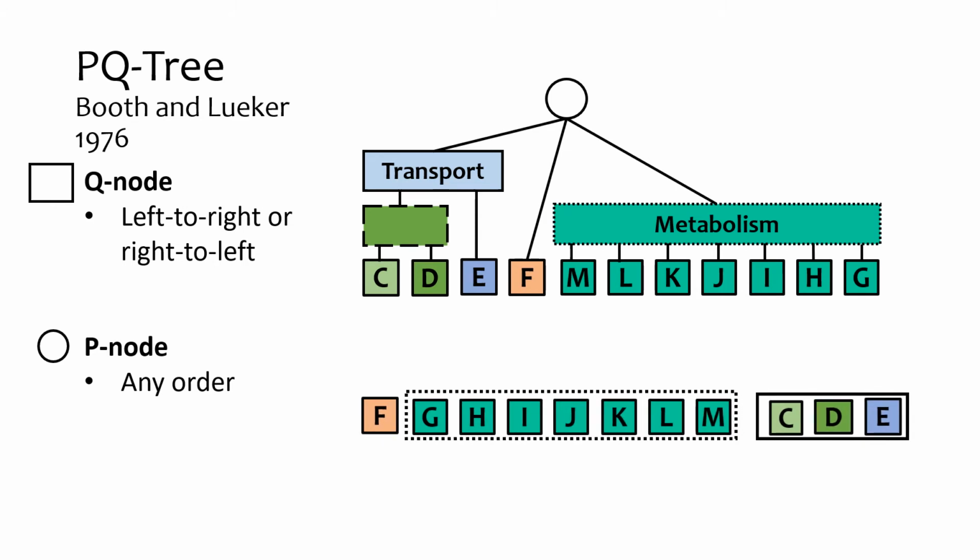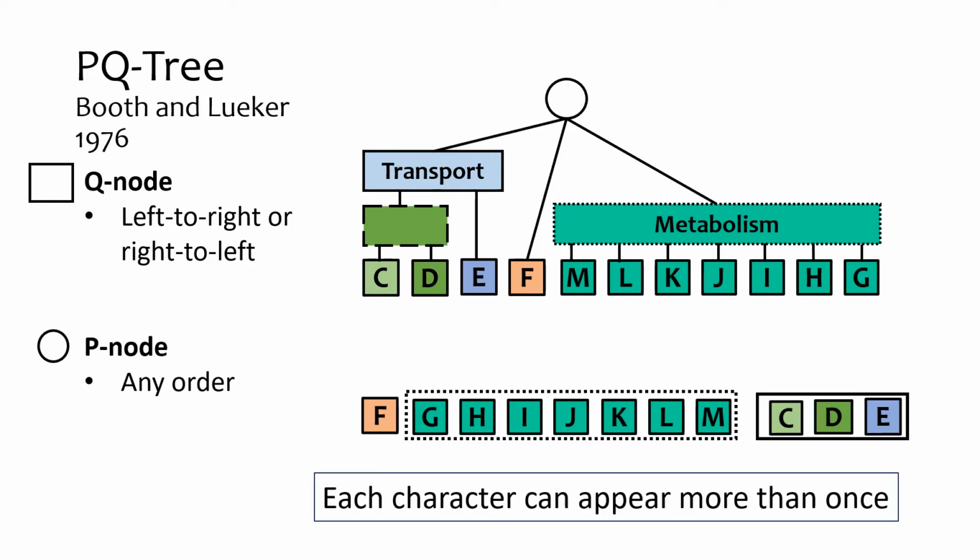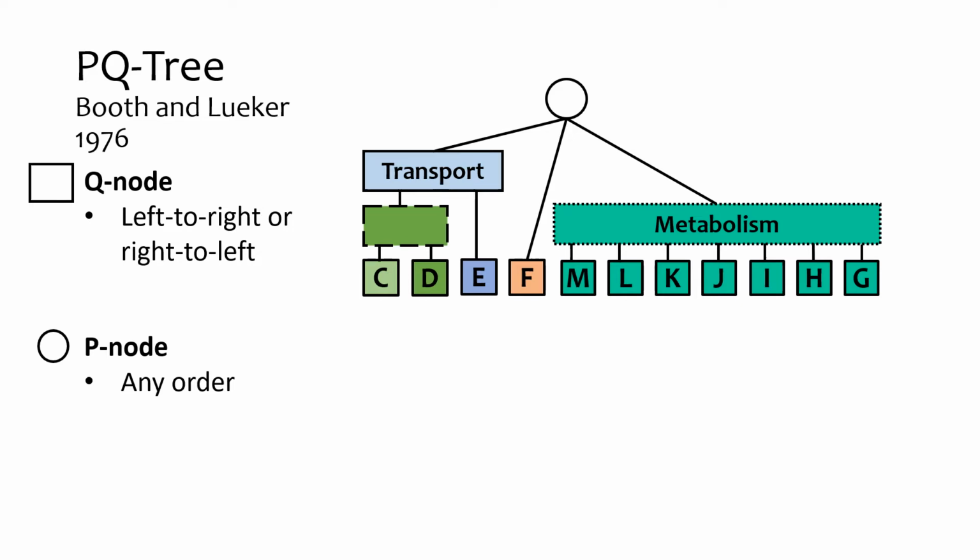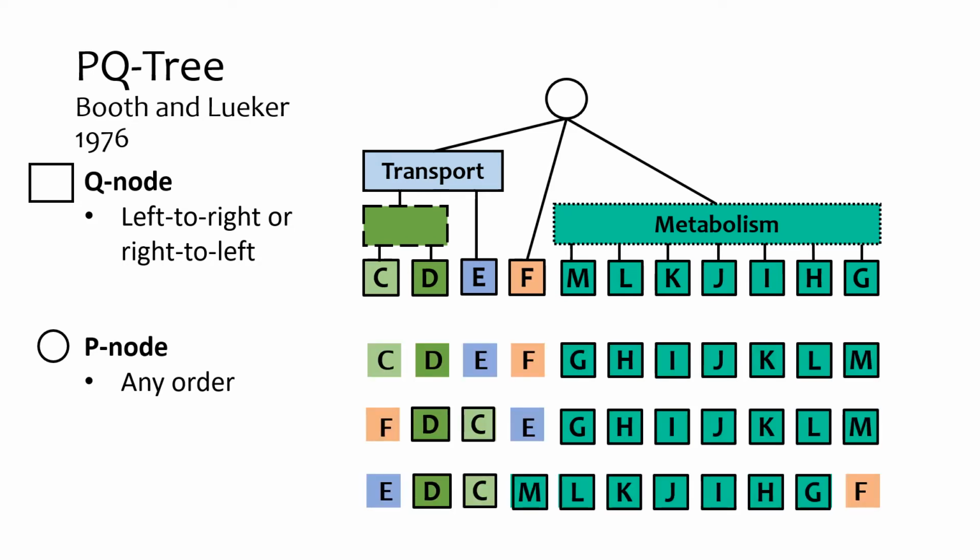Though originally PQ trees were used to represent permutations, we use an extended, more general version that represents strings. In contrast to permutations, in a string, each character can appear more than once. The PQ tree you see here was built using the gene orders of the gene cluster we saw before. You might ask yourself, why is the PQ tree a good representation for gene cluster evolution?